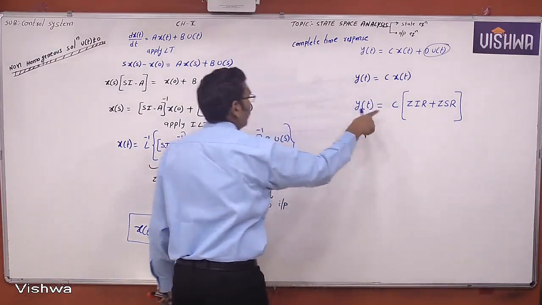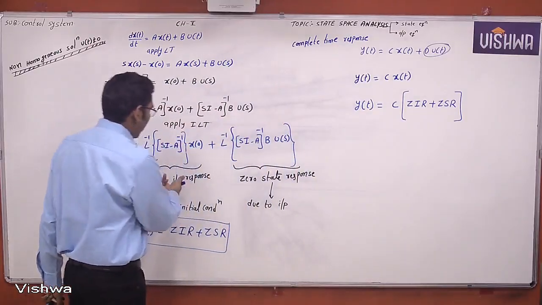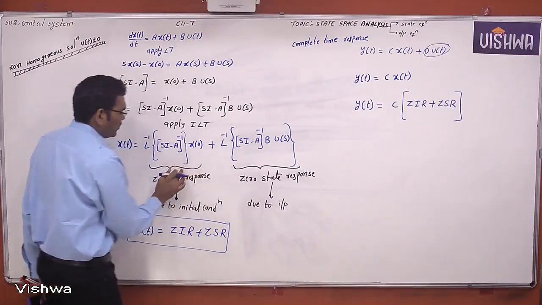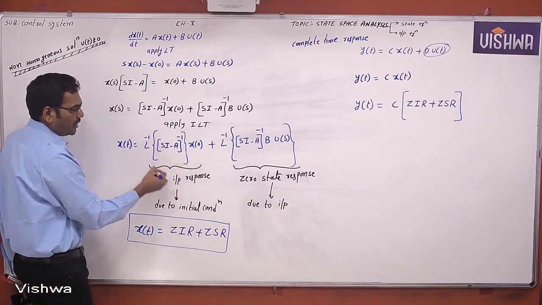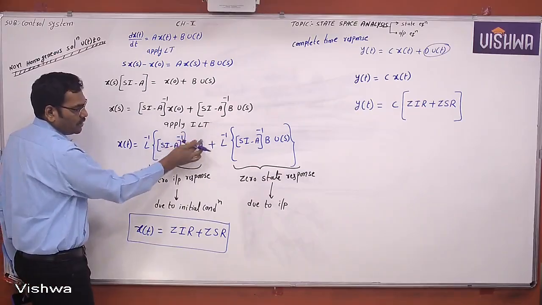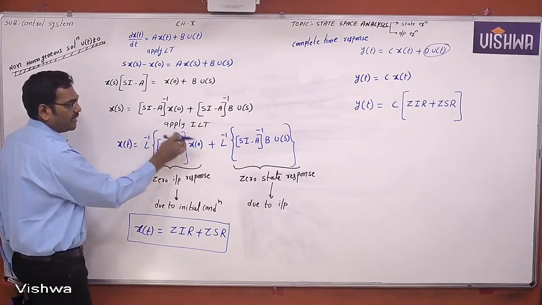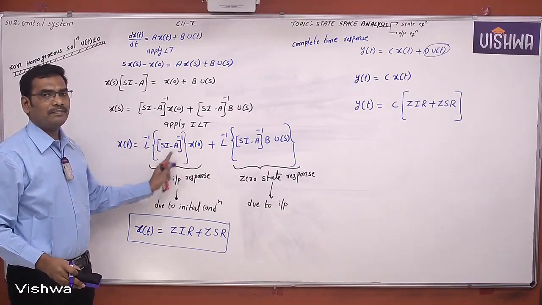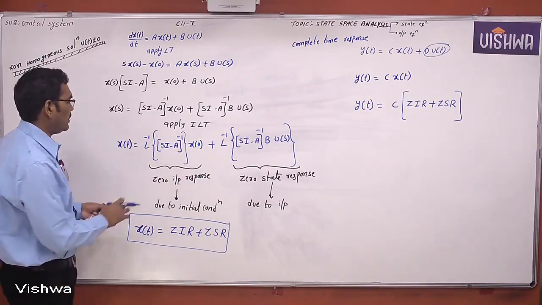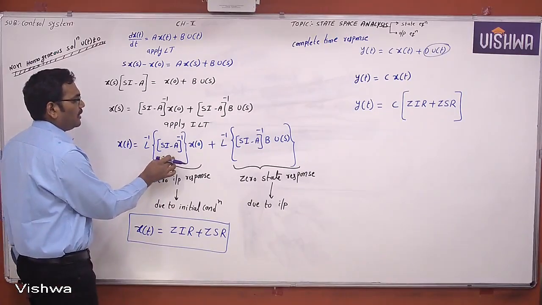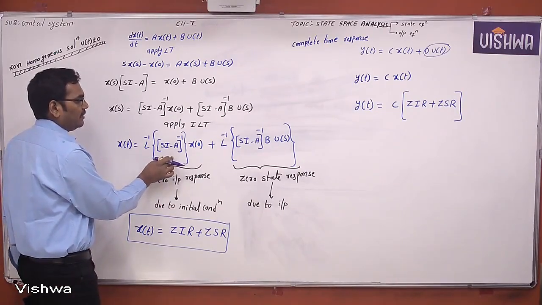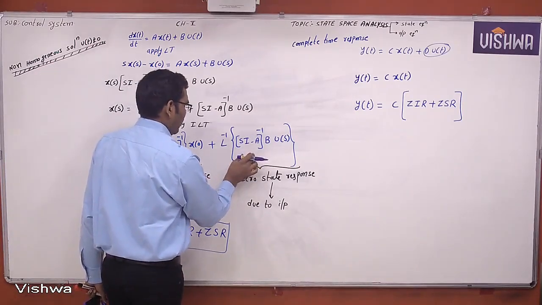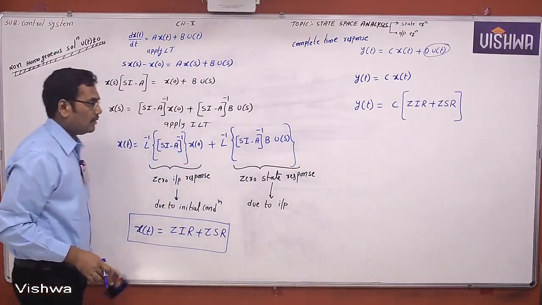Now if you want to do this, first you want to know the zero input response, which is due to the initial condition. X of 0 is given, so substitute here. Without the initial condition, this matrix is named the state transition matrix, which means this is phi of t, or e power At, into X of 0. Now this is phi of t into B into u of t.